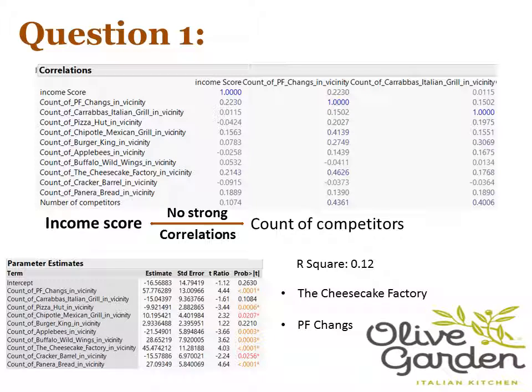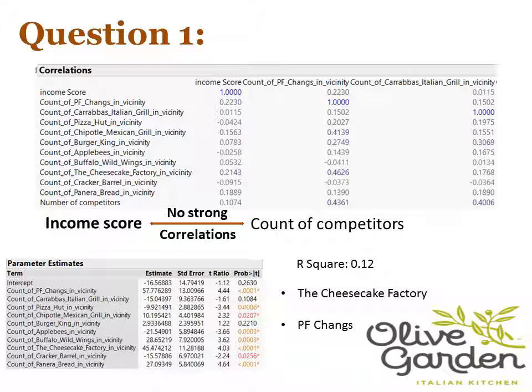So I run a correlation between the income score and the count of competitors. And from the figure above, we can find that income score only has a very weak positive relationship with the count of P.F. Chang's and the Cheesecake Factory, and it seems no correlation with counts of other competitors.